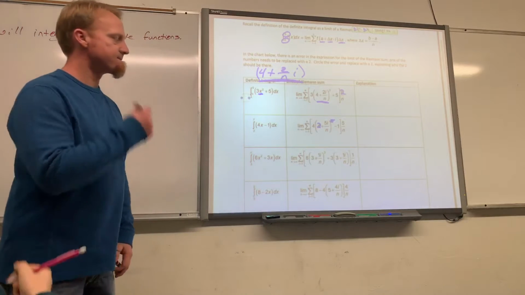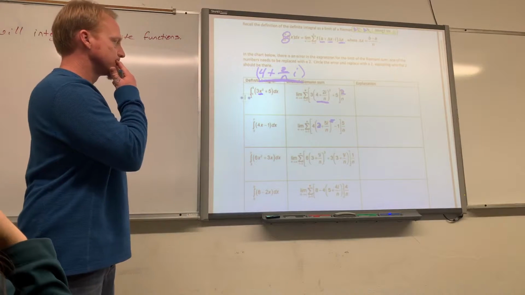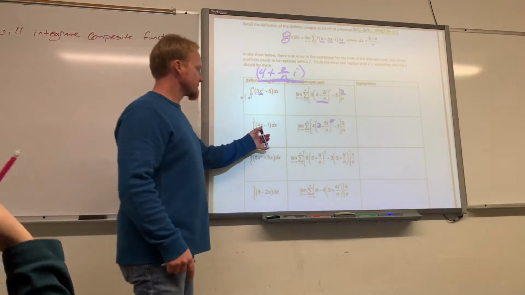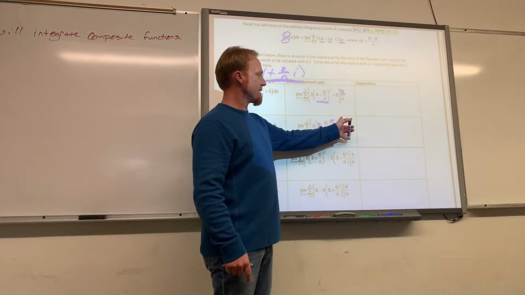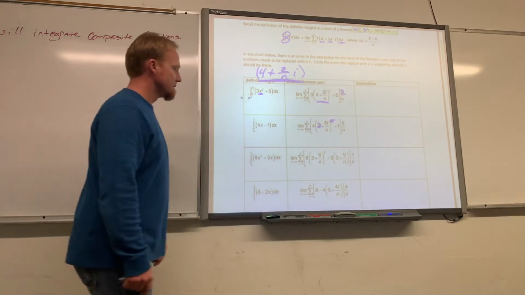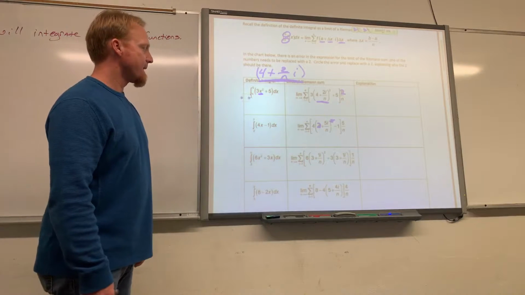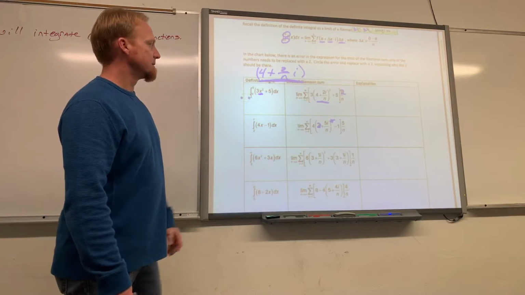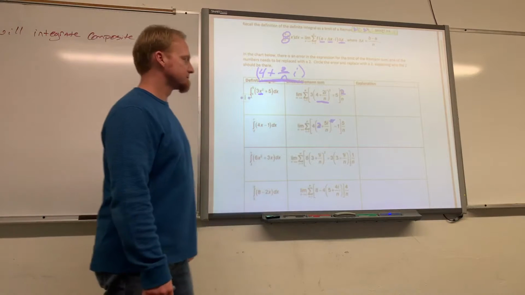So what if it was 4x minus 1 squared? Would it be squared outside the bracket? If it was 4x minus 1 squared, then yes, outside the bracket I have a square there. So what if it was like 4x squared? Would it be squared outside the parentheses? It'd be squared outside the parentheses.